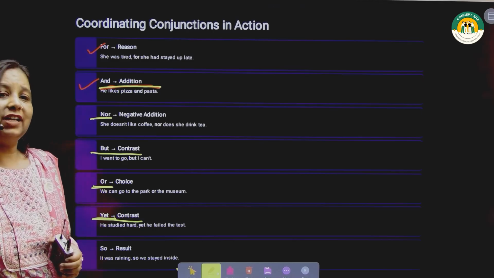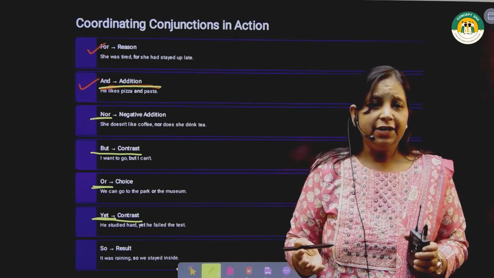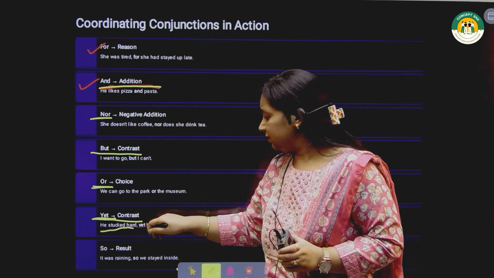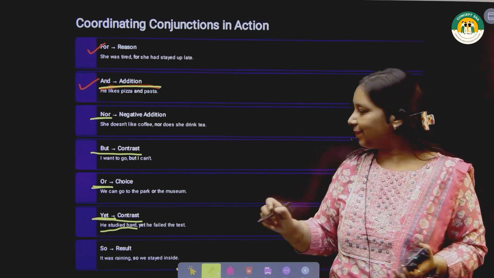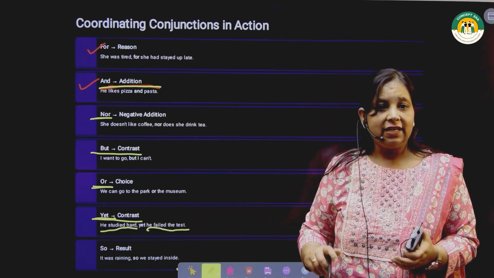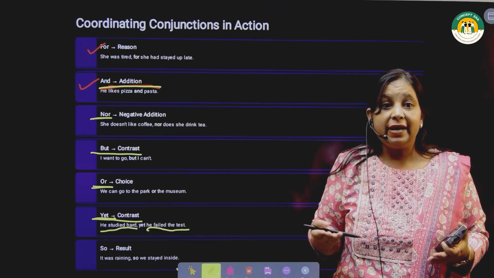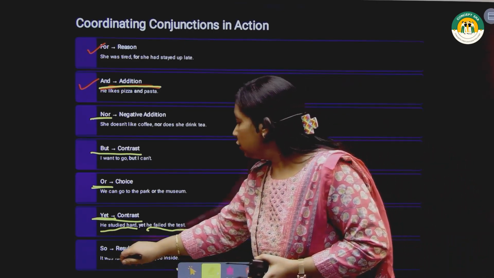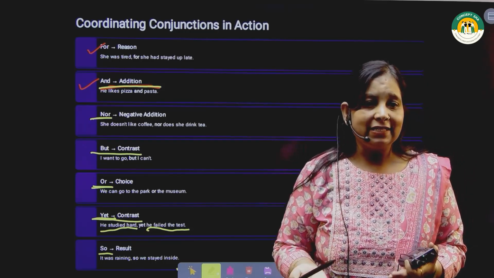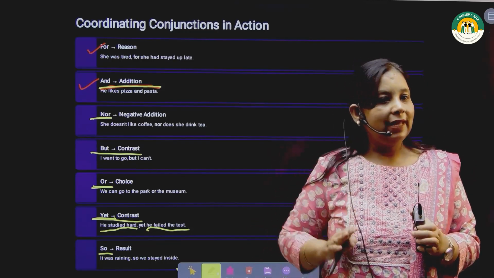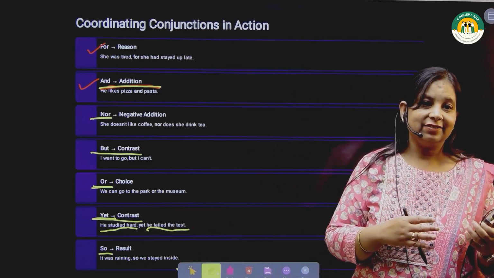Yet also we use for contrast. He studied hard, yet he failed the test. It means he studied hard. Yet, in Hindi we used to say yet, fir bhi, he failed the test. Or we can say, although he studied hard, but still he failed. So we use so for the result. If we want to tell any result, like what is the outcome, then we add so. It was raining, so we stayed inside.